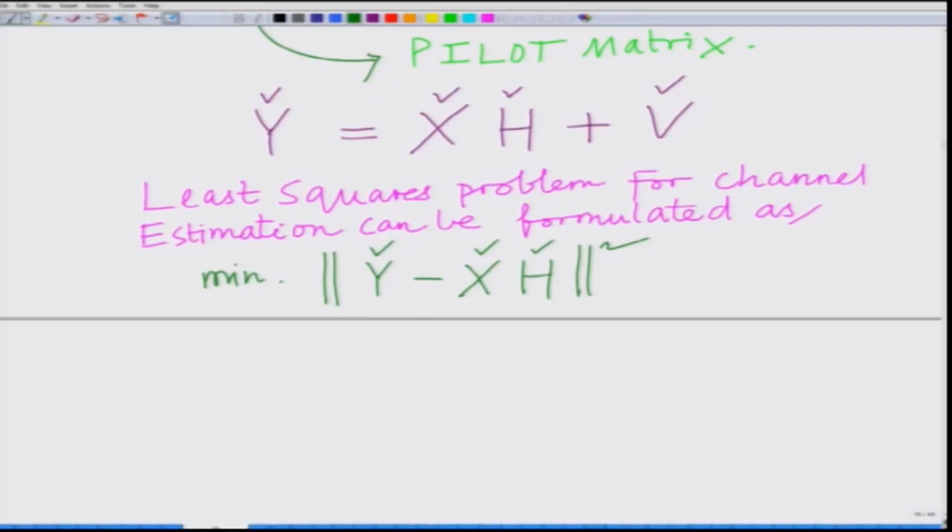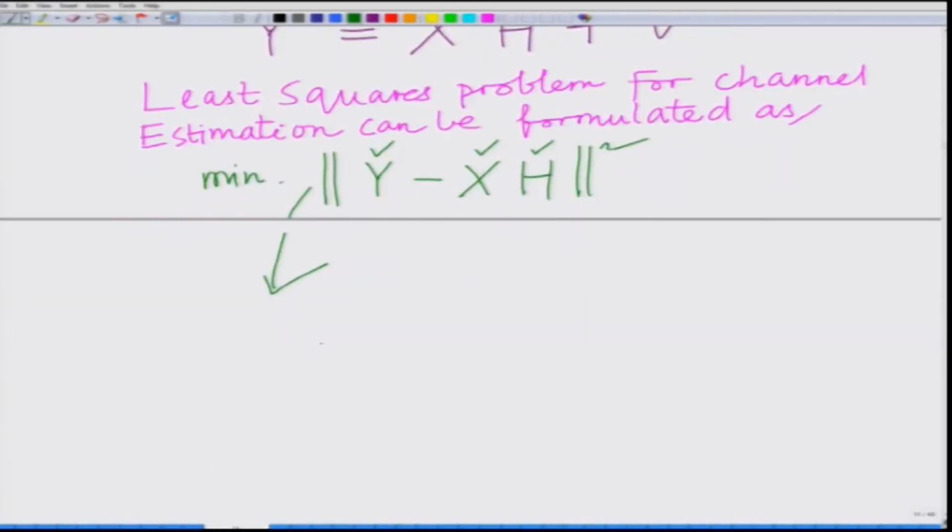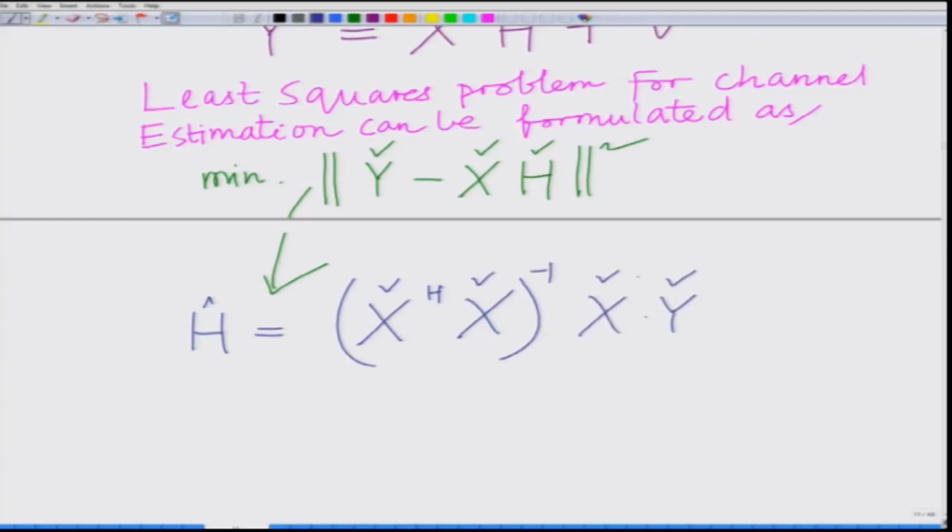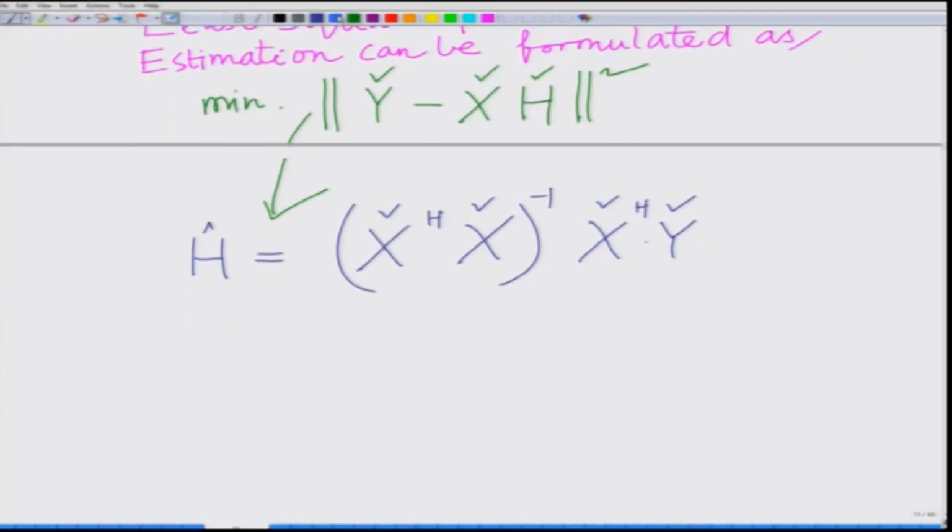Okay. And we know the solution for this least squares cost function, again similar to what we have done previously in the case of OFDM. I have the estimate h hat equals x check Hermitian x check inverse, that is the pseudo inverse of x check, times, in fact, x check Hermitian times y check. However, now this is a diagonal matrix and invertible.